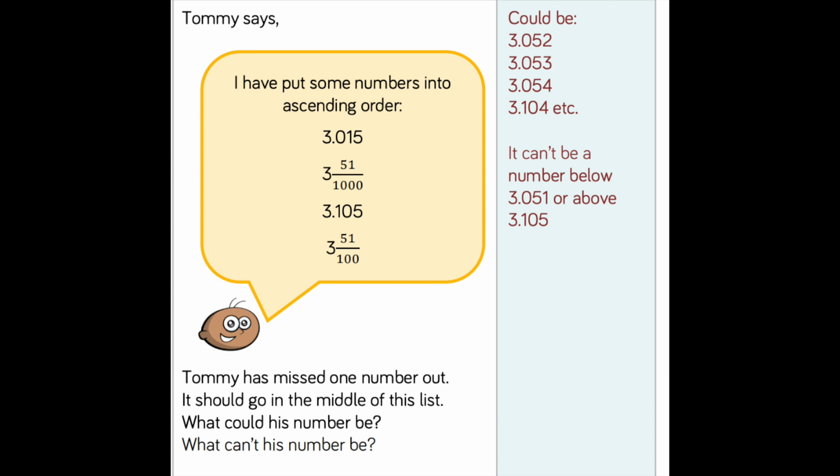Then they're in order, and then it says that he put some numbers in the middle. So your numbers should have been between 3.051, so bigger than that, but smaller than 3.105. So you could have worked systematically, so you would have started with 3.052 and then gone on and on and on, right up until 3.104. There was lots of solutions for that.